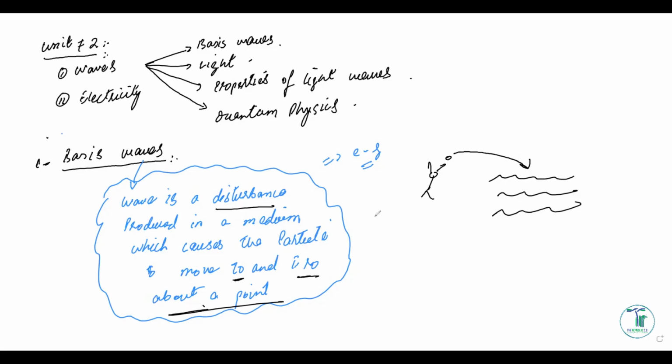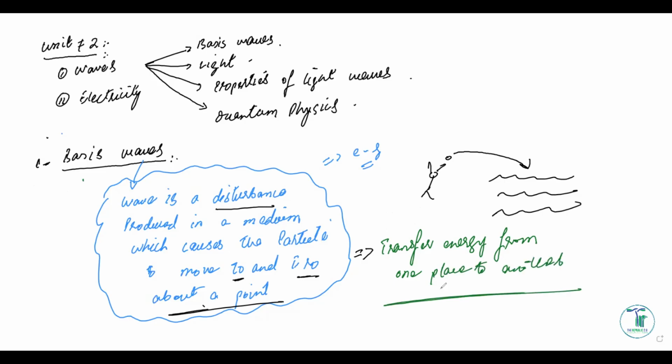And then, as far as the purpose of waves is concerned, what is the purpose of a wave? The main purpose of a wave is to transfer energy from one place to another. The basic purpose of a wave is to transfer energy from one place to another.